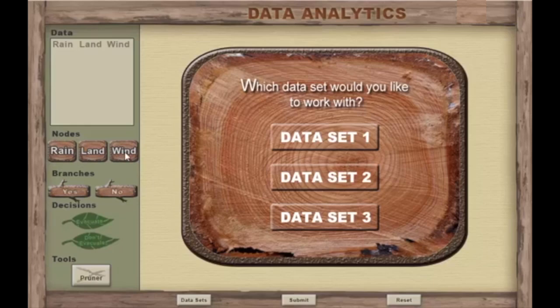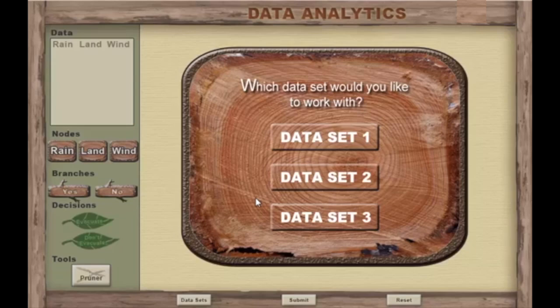These are abbreviated as rain, land, and wind in the simulation. Your goal will be to discover if, based on the given data sets, certain factors were more important than others in determining the hospital's evacuation.